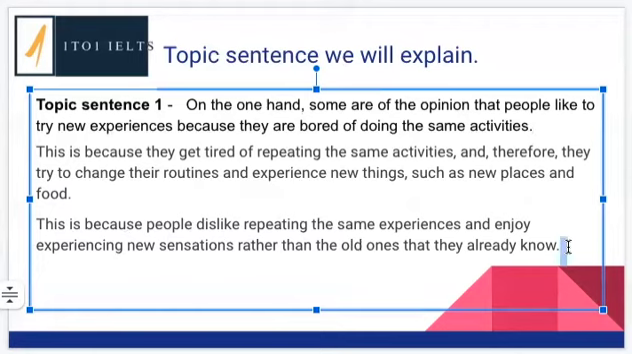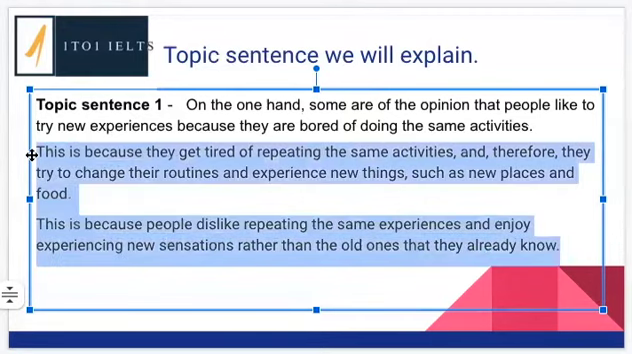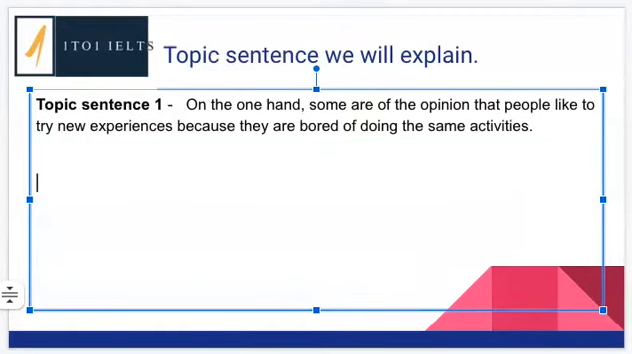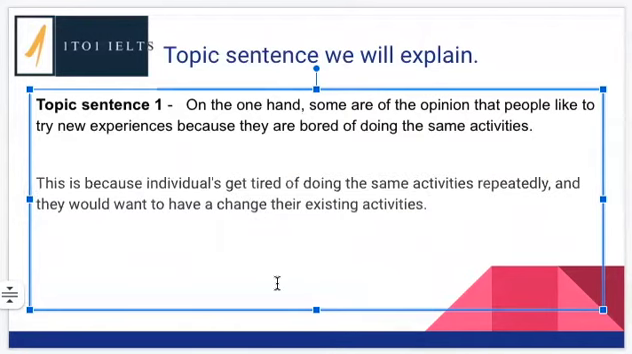Okay. Has anyone else got some topic sentences? Vanessa's got one, actually. Right, I'm just going to make way for this so we have space. It's because individuals get tired of doing the same activities repeatedly, and they would want to have a change their existing activities. Okay, so again, good start. This is because. So we're talking about individuals in general. So what does it mean if we put this apostrophe in here?